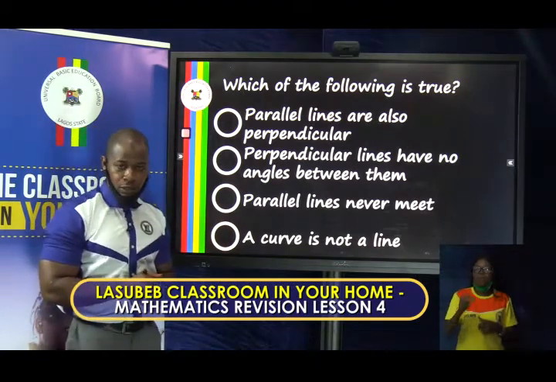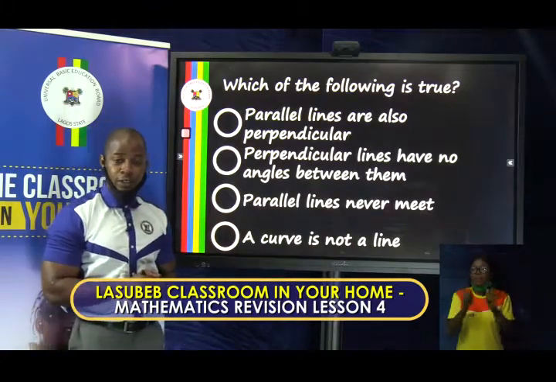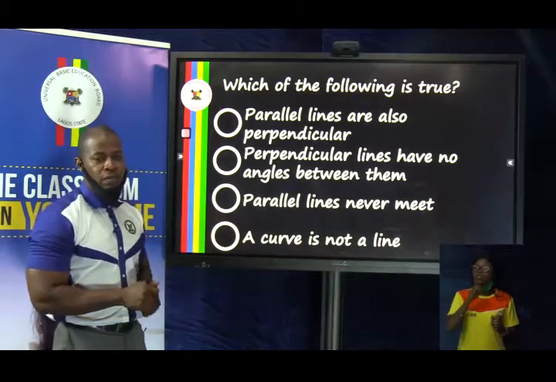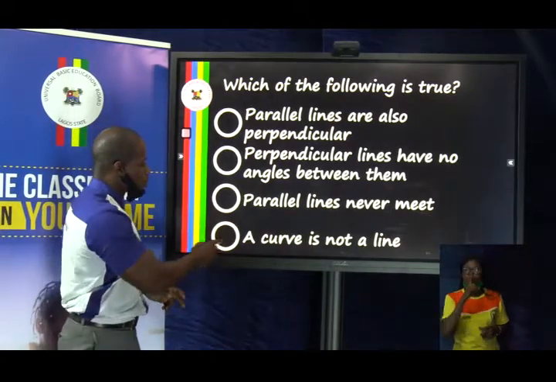Parallel lines never meet. Is that correct? A curve is not a line. Is that correct? Which one of them is correct? You've selected your answer by now. Let's see which one it is.